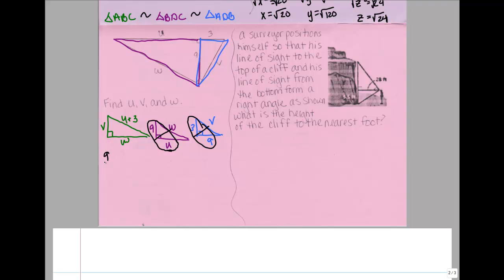So we have 9 over U is equal to 3 over 9. Cross multiply, U times 3 is 3U. 9 times 9 is 81. So U is 27.